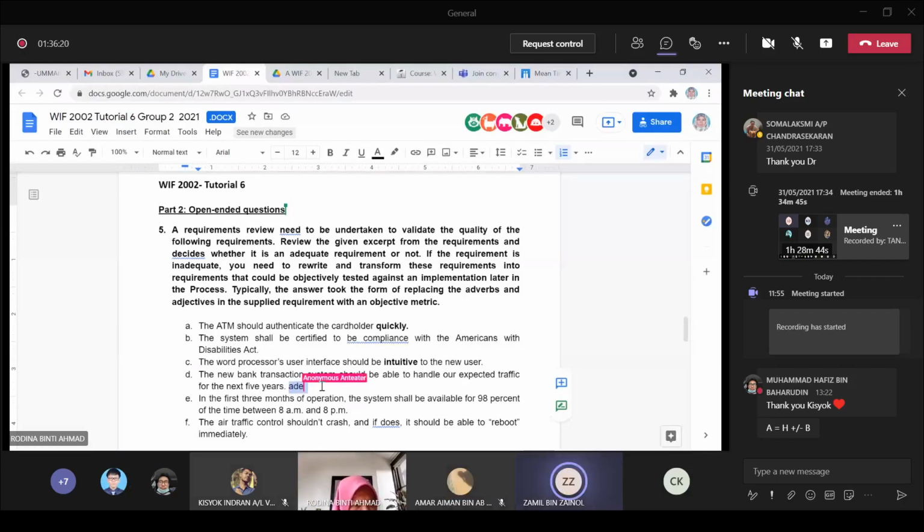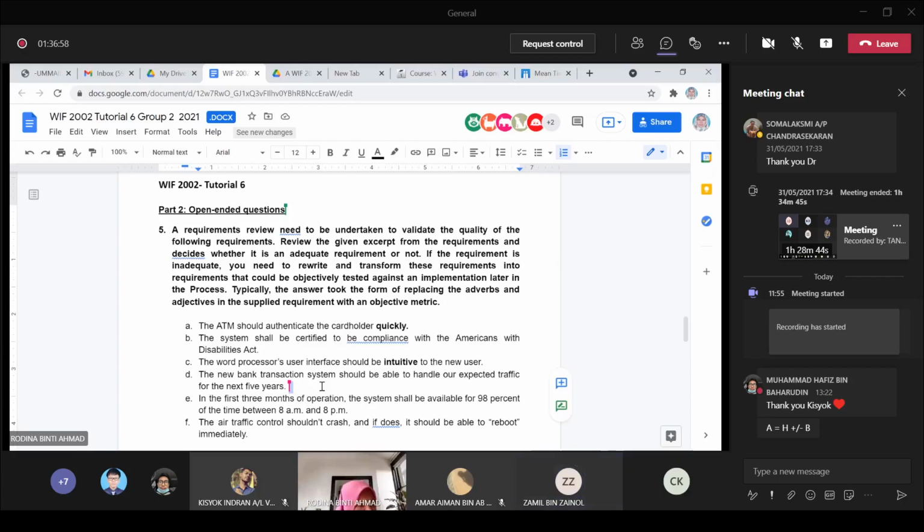Maybe not adequate. How do you improve that one? So the new bank transaction system shall be able to handle how many transactions per hour? Maybe about 20, or maybe 1,000, or maybe 100 transactions per hour. Maybe about thousands, which is our projected load for the next 5 years. Yeah, so put some measure there.